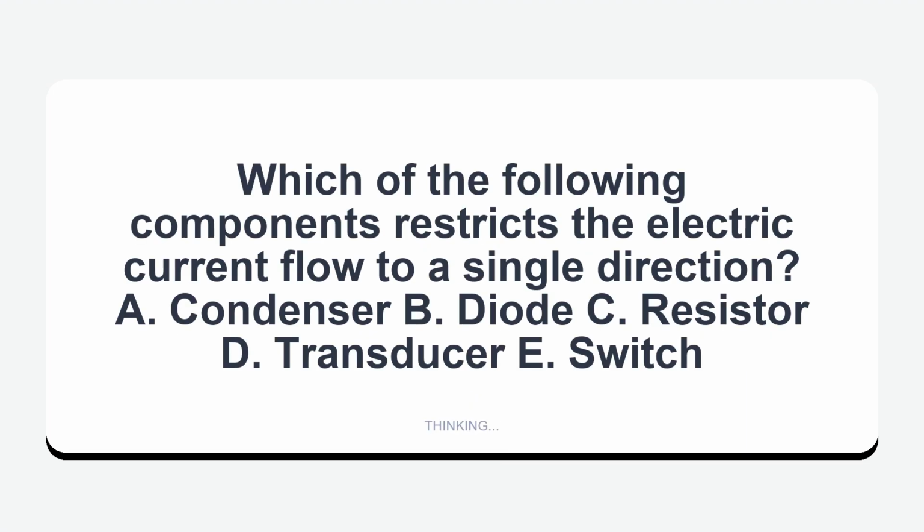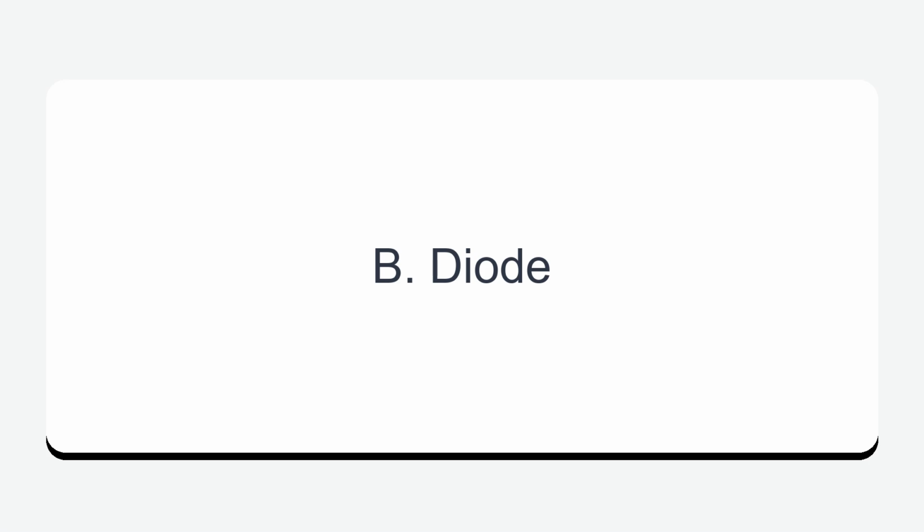Which of the following components restricts the electric current flow to a single direction? A. Condenser. B. Diode. C. Resistor. D. Transducer. E. Switch. B. Diode.